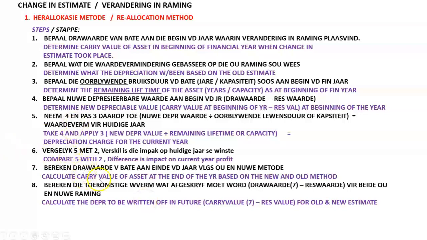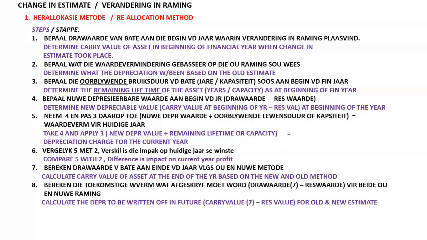So if I have the carry value at the end of the year of the asset based on the old and the new method, I'm going to subtract from that amount our estimated residual value. And the difference between the two is going to be the future depreciation that we're going to write off on that asset based on the old way and based on the new way.